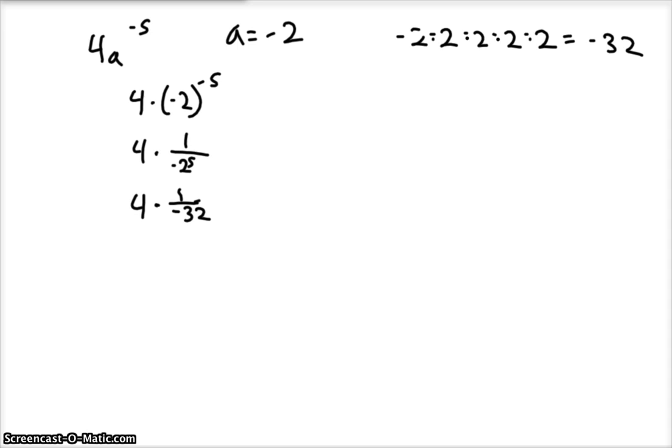And the way we can think about this is 4 over 1 times 1 over negative 32. And since we have this multiplication going on, we want to cross simplify. So we can simplify these two numbers. 4 goes into 32 how many times? 8 times. So that's going to cancel this out. So I'm going to be left with negative 1 over 8.